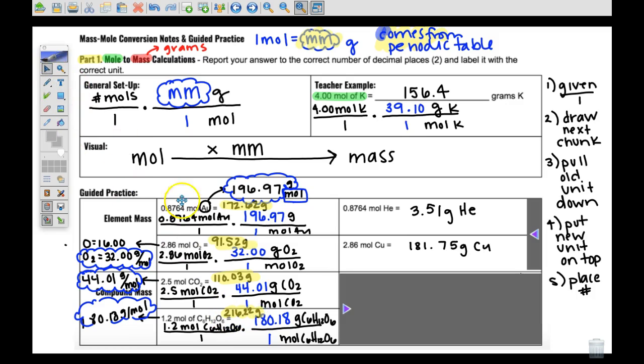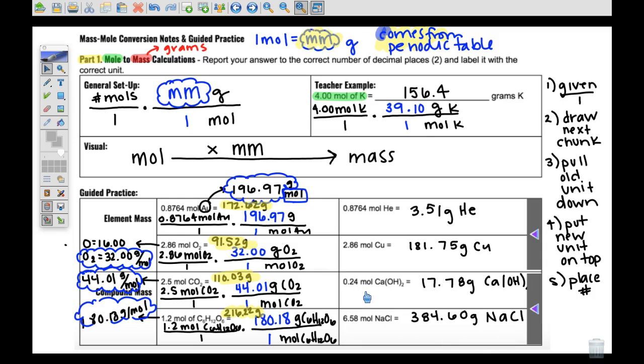At this time, pause the video and determine the number of grams and the given number of moles of calcium hydroxide and sodium chloride on the right-hand side. When you're done, press play and check your answers. By now you should have completed the calculations and are checking your answers. If you got it right, nice work. If you did not, go back and check your calculations.